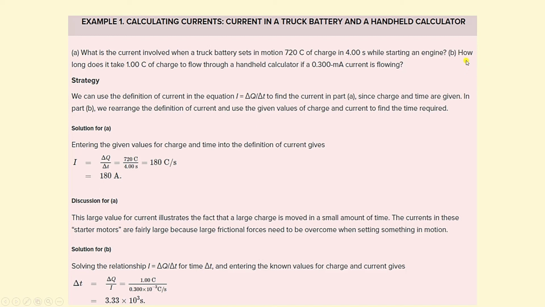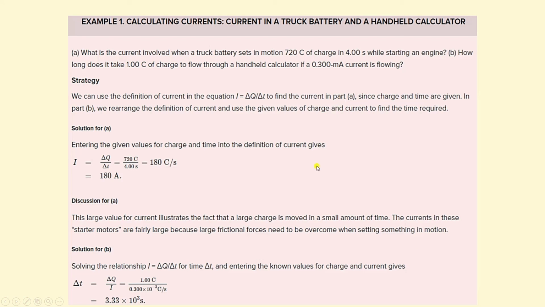And the second part is, how long does it take 1 coulomb of charge to flow through the handheld calculator if a 0.3 milliampere current is flowing? Here the charge, 1 coulomb, and the current are given, and how long, that is the time, is asked. A large value of current illustrates the fact that a large charge is involved for a small time. This is for the discussion of the first part.